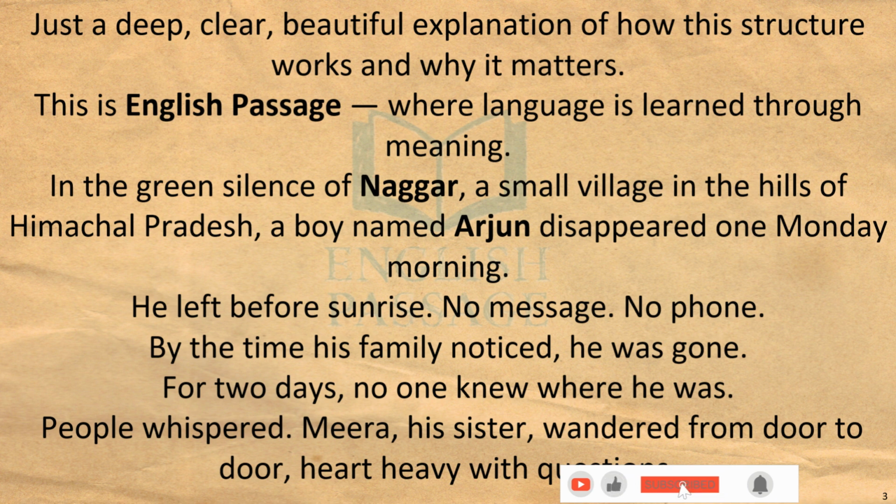In the green silence of Naggar, a small village in the hills of Himachal Pradesh, a boy named Arjun disappeared one Monday morning. He left before sunrise. No message. No phone. By the time his family noticed, he was gone. For 2 days, no one knew where he was. People whispered. Meera, his sister, wandered from door to door, heart heavy with questions.